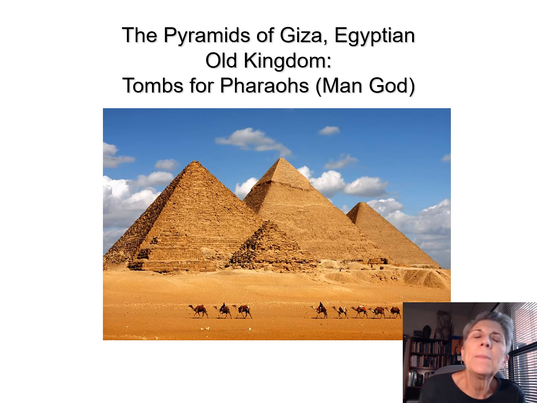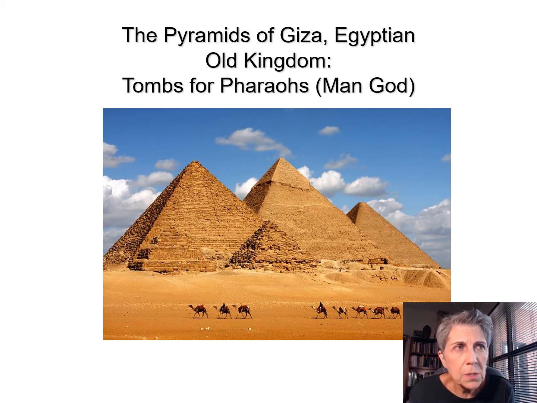So here you have the pyramids. The pyramids are very important because they also are an example of how the afterlife was so important. Now, these are actually tombs. They're tombs for pharaohs, or there are small pyramids for their children or whatever. But these are tombs, and these tombs have mummies in them.